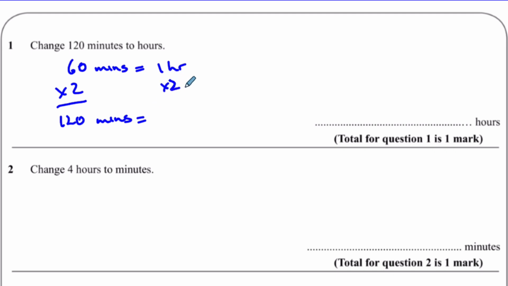1 times 2 is 2. So our answer is 2 hours. And then write this in the correct place. Make it easy for the person marking this to give you the marks.